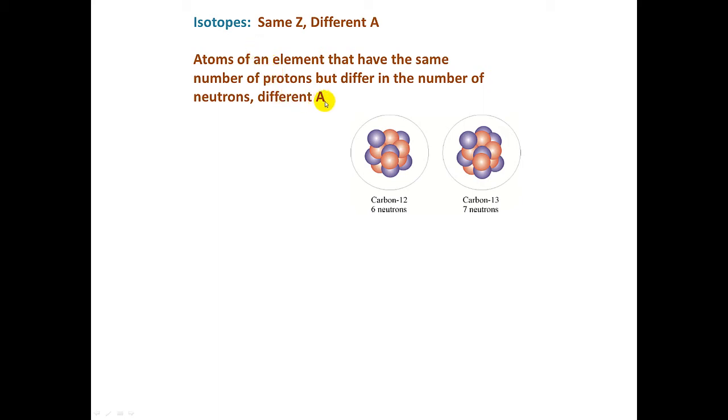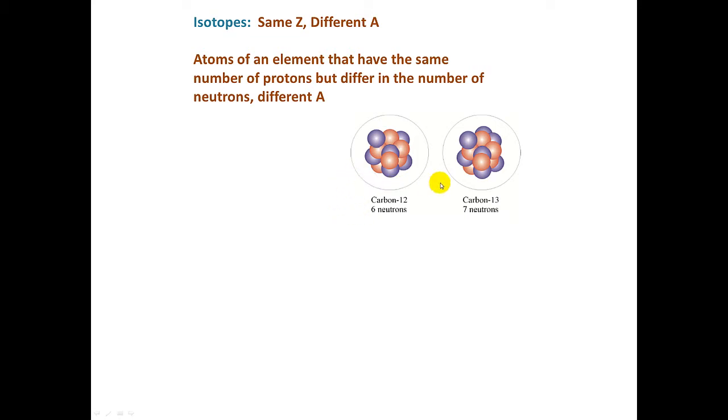Recall that A is the mass number and equals the sum of the protons and the neutrons. Z, recall, is the atomic number, and the atomic number identifies an element. Many of the naturally occurring elements are actually composed of isotopes. And again, isotopes only differ in the number of neutrons.